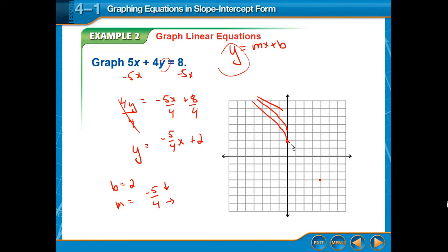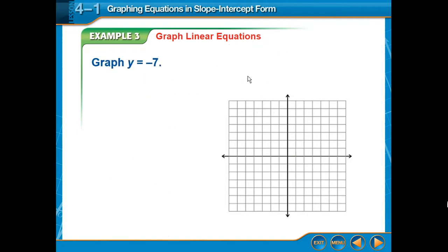Guys, this is really hard on this writing tablet, but you can do it better on your own. Okay, makes sense? And again, you can also think of this as 5/-4. So that would be up 5 and back 4, which would give you the point somewhere up there.